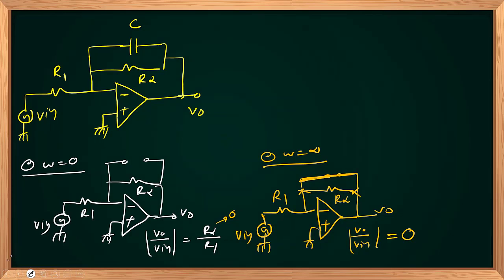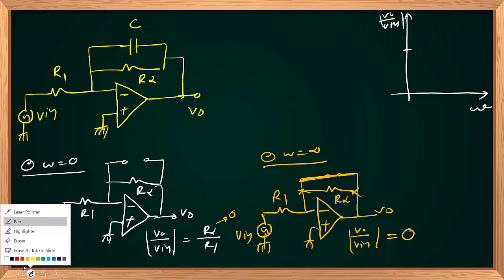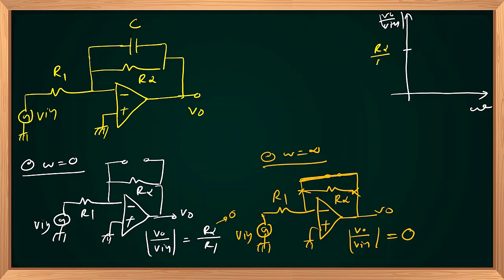So if you are plotting the relation between the magnitude of voltage gain and omega, at low omega you will have the maximum gain. Its value is R2 by R1, I am talking about the magnitude. As omega tends to infinity, it degrades to 0, the voltage gain decreases to 0. It acts as a low pass filter. Of course, it will have an upper cutoff frequency omega H that is equal to 1 by R2C, this resistance and this capacitance.